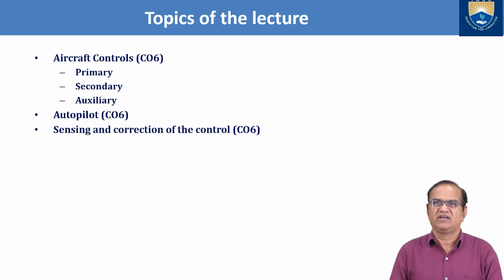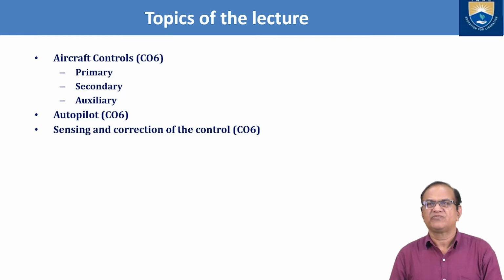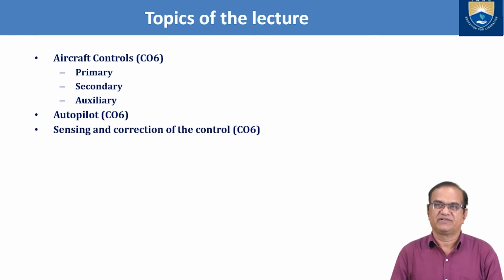My topic for the lecture is aircraft controls. It covers course outcome 6. This consists of primary, secondary, and auxiliary controls. The autopilot system is also part of module 5, and course outcome 6 is covered. Sensing and correction of the control is also covered in CO6.